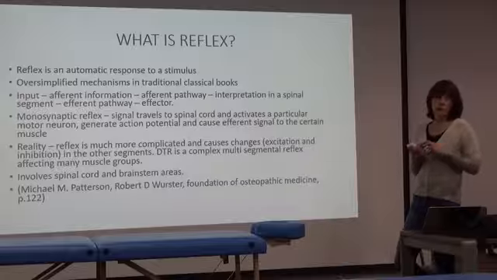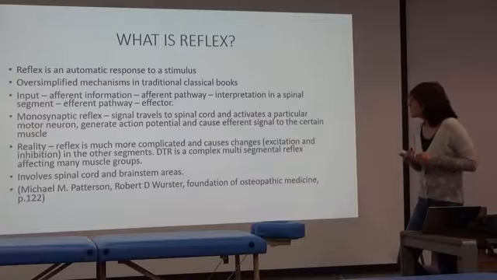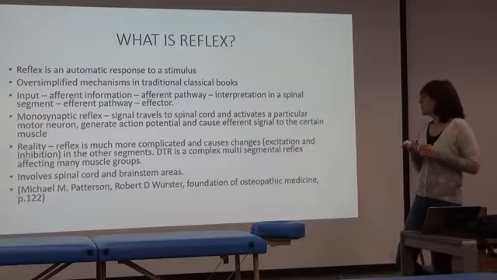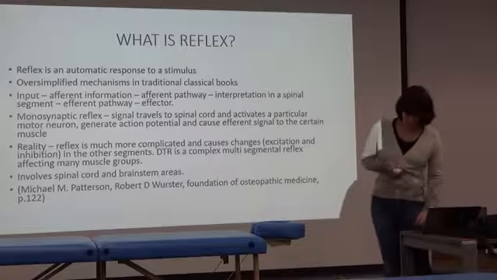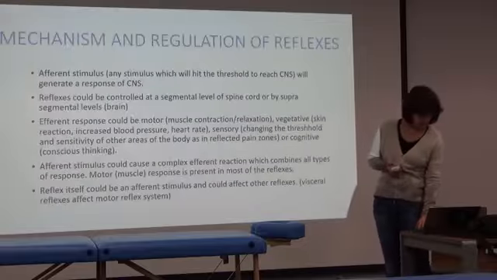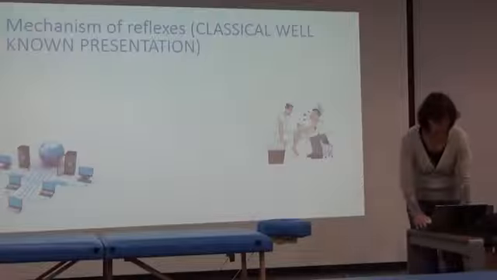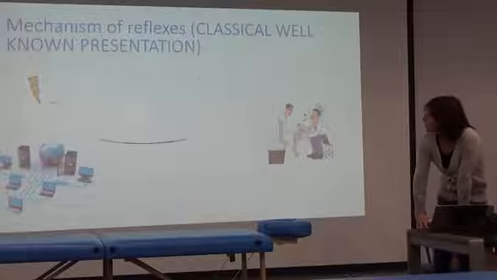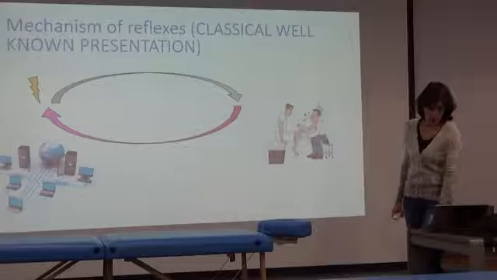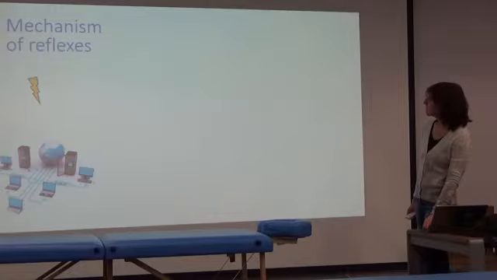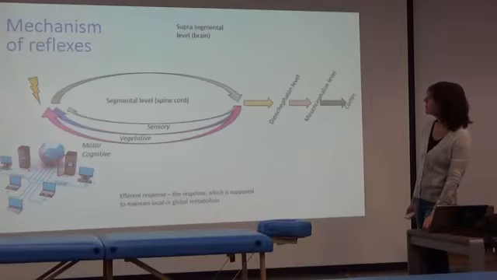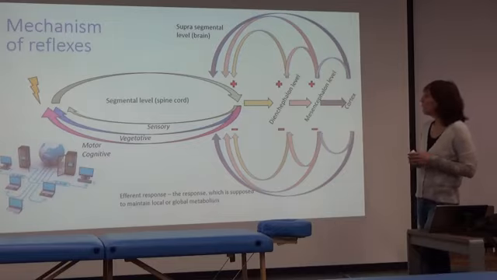It could influence the upper parts of the nervous system, and it could involve the spinal cord, brainstem areas, and the brain itself. How is the reflex regulated? First, we get a stimulus, and that's what we normally see in the pictures. But in reality, it's much more complicated.